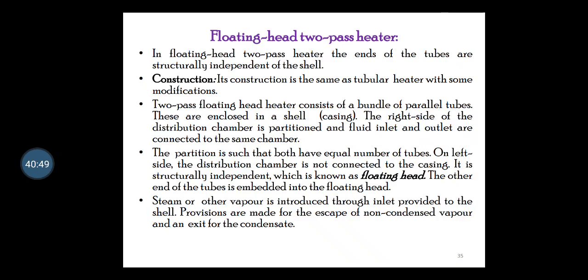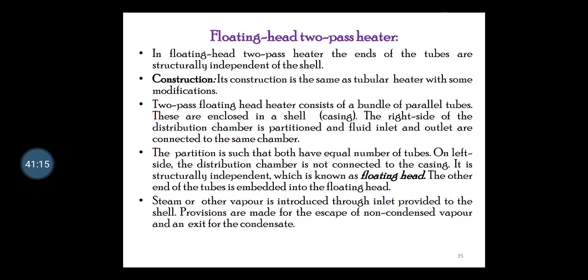Next would be your floating head two pass heater. In the floating head two pass heaters, the ends of the tubes are structurally independent of the shell. So the construction is the same as a tubular heater with some modification. A two pass floating head heater consists of a bundle of parallel tubes. These are enclosed in a shell, that is, a casing.